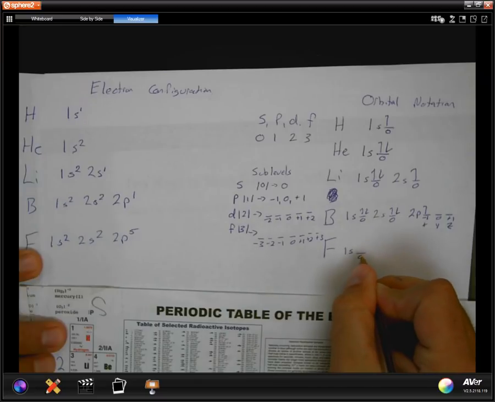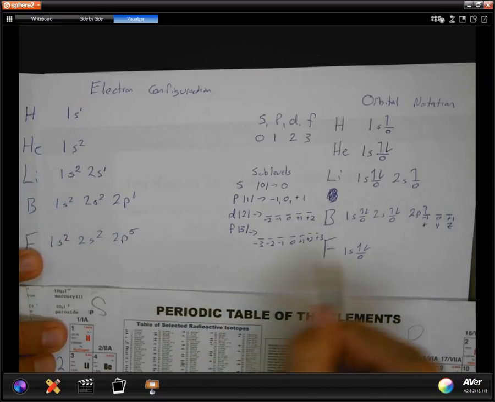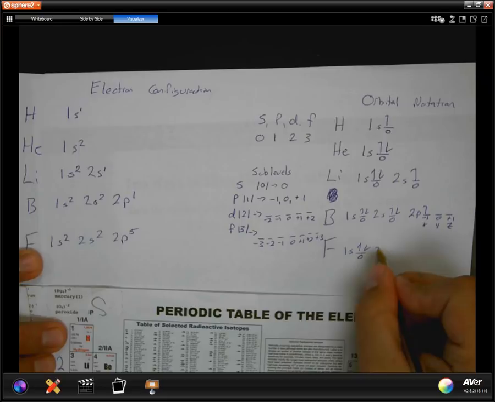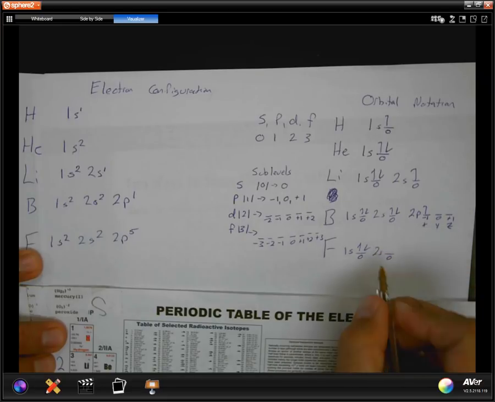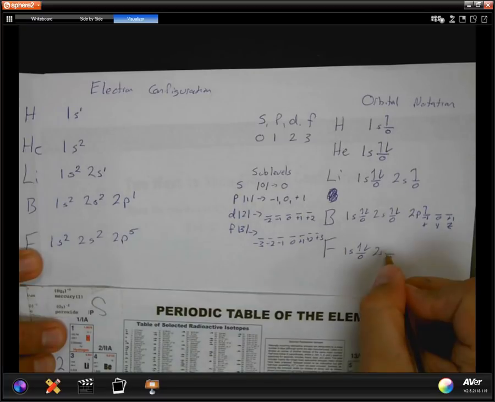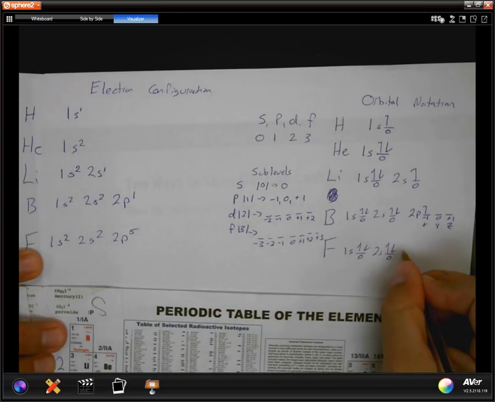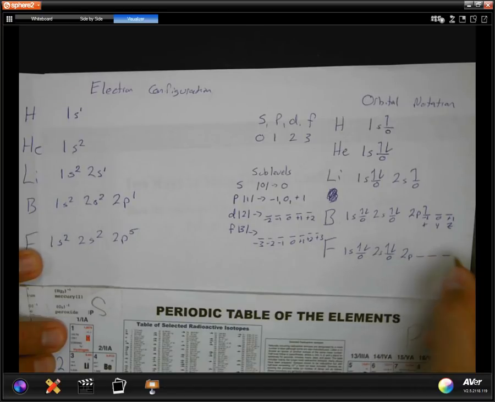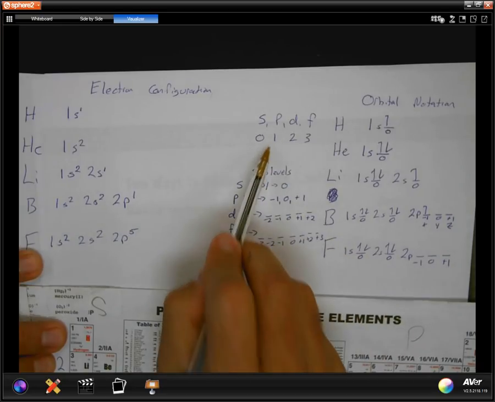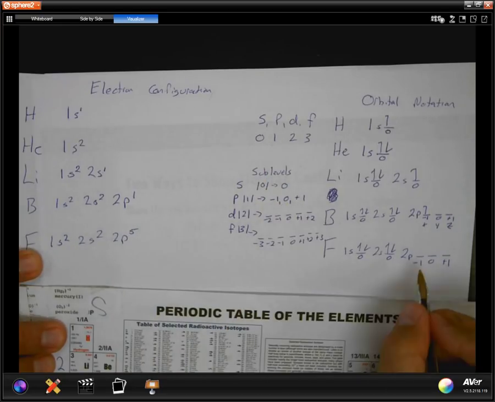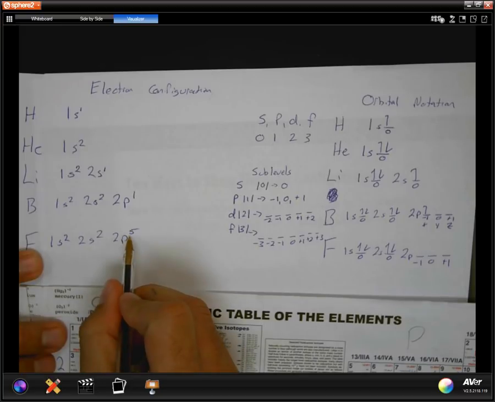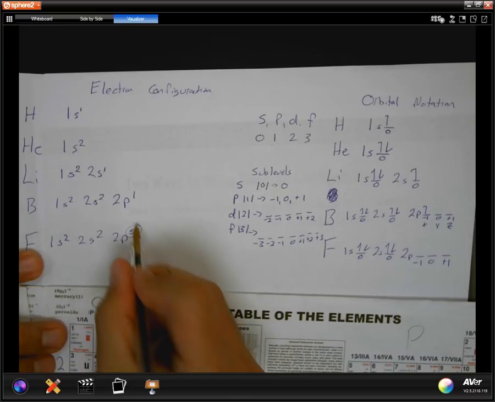So I go 1s, 0, 2 electrons, electron up, electron down. 2s2. Again, that sublevel is called 0 because that's all s has. Electron up, electron down. Now I'm into 2p. Again, here I have 3 sublevels, -1, 0, +1. How did I know that? It's the absolute value range of that, which is -1, 0, +1. And now I have to start filling in these 5 electrons.